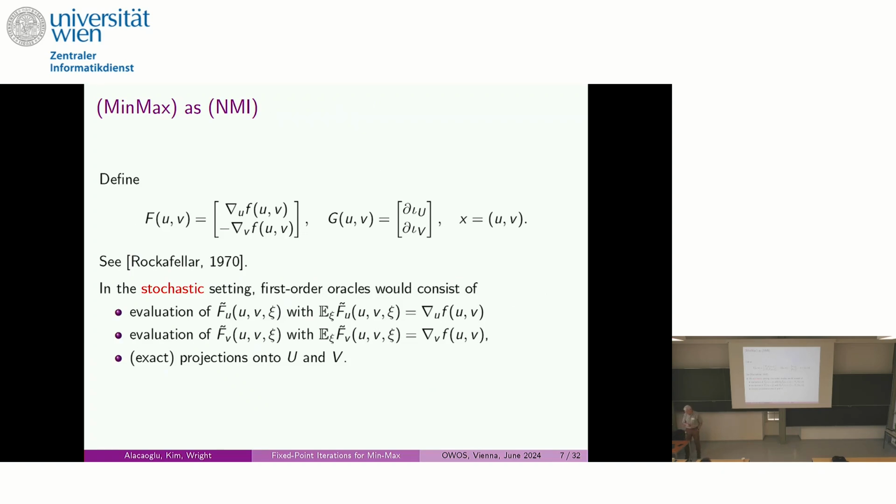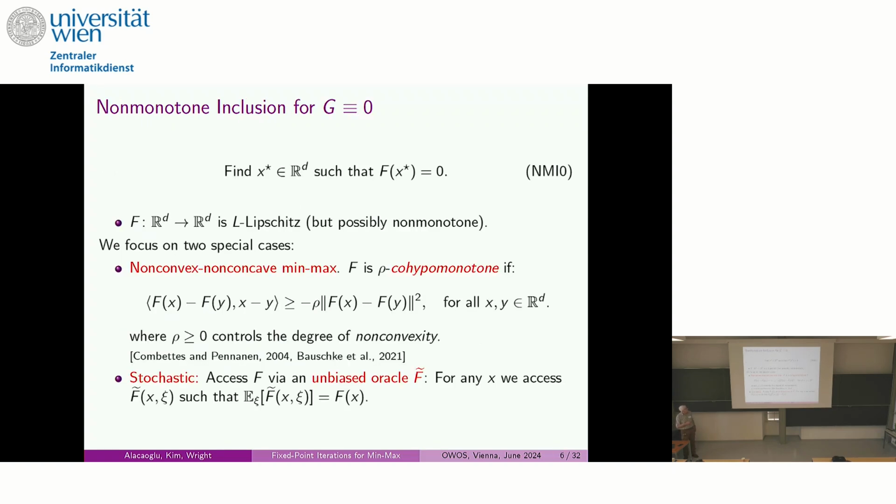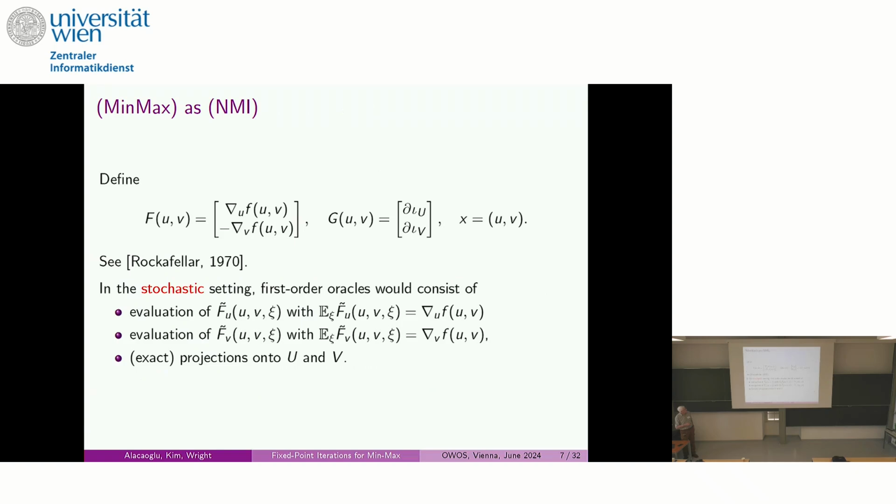All right, and of course, we all know from Rockafellar's book in 1970 that you can express the min-max as a non-monotone inclusion by defining G to be the indicator function for the two sets, and by defining F to be the partial gradients of the min-max objective F.